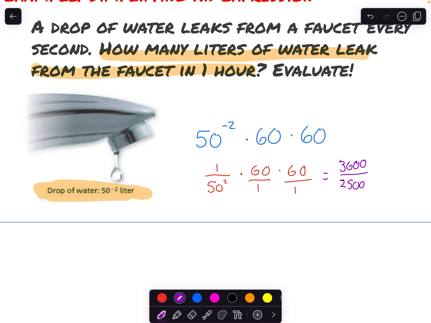3,600 divided by 2,500, I get 1.44 liters. So if you imagine a 2-liter bottle of soda, it'd be almost 3/4 of the way full of water. It kind of adds up if you're thinking about it over an hour, dropping a drop every second. So, anyways, that's what it would be.